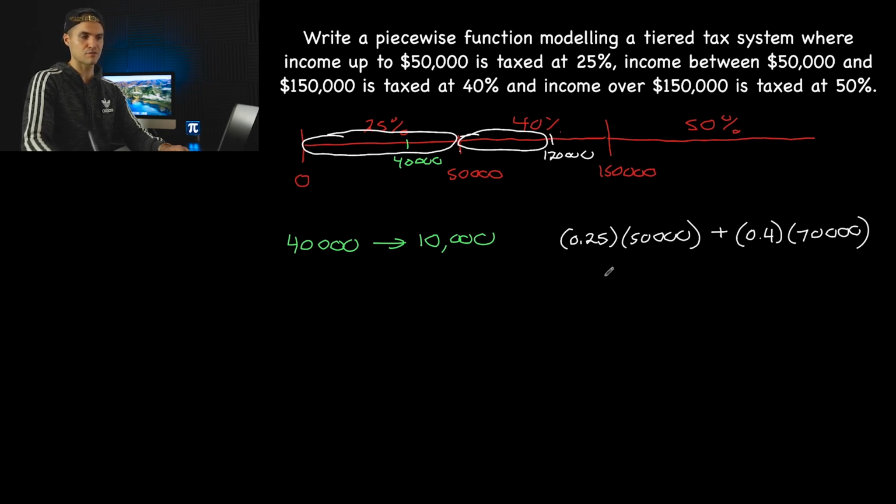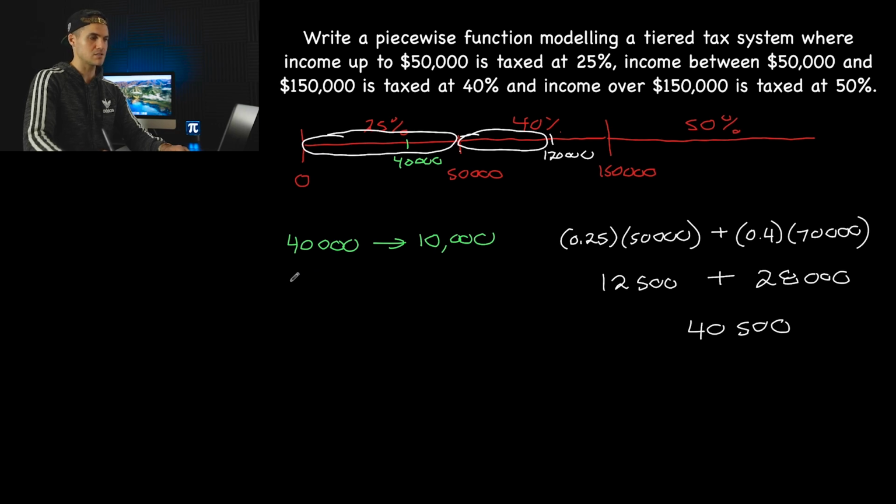And so 25% of 50,000 is going to be what? 12,500, and then 40% of 70,000, that's going to be 28,000. And so you add those up and you get 40,500. Okay, so if your income is 120,000, the tax that you're going to pay is 40,500.